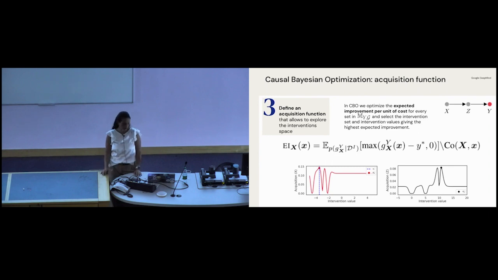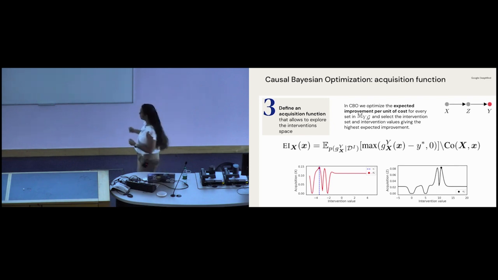There's another factor here, which is the cost, so it's a unit of improvement per intervention cost, and the cost can be anything that you want. I wrote here a cost that might depend on the set that you intervene on and the value, but you can also have, for example, an intervention cost that depends only on the number of variables that you intervene on, the cardinality of the set X.